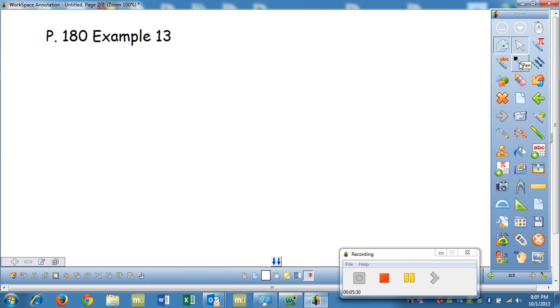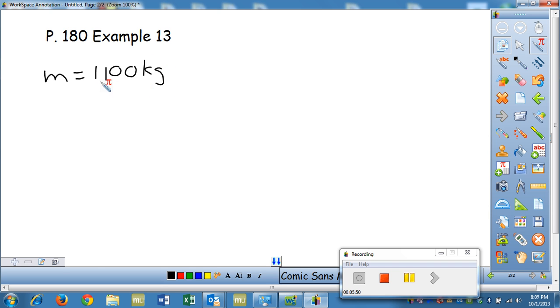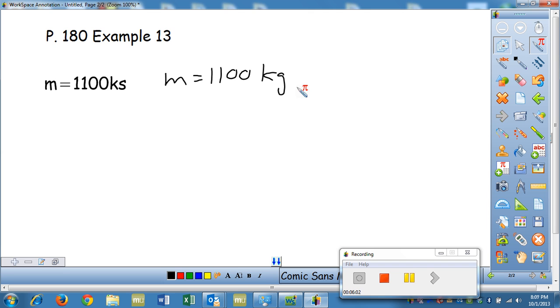So let's see what we have here. We've got mass equal to 1.10 times 10 to the third. We move that decimal point 3 to the right, and mass equals 1100 kilograms.